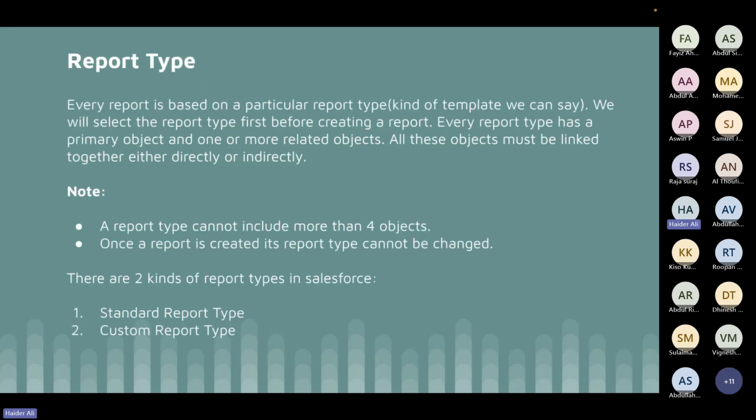So in reports, there are two types. One is the standard report type, the other is the custom report type. A standard report type is created when we create an object and enable it for reports. It creates a standard report type for that object. It will have the set of fields like name, ID, phone number, email, whatever fields we have in the object. And if we create a custom field in that object, it will ask if we need to include that field in the report.